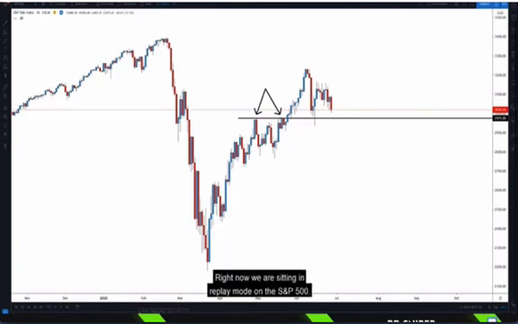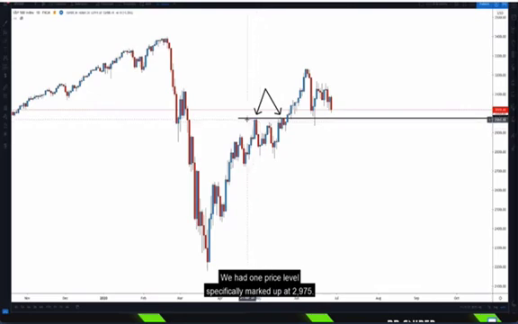So let's get started. Right now we are sitting in replay mode on the S&P 500. Replay mode is a very handy tool that TradingView offers you. You can use it on pretty much every single time frame, and it is a great tool to utilize for your backtesting. The date that we were looking at this chart last was June 26, 2020.